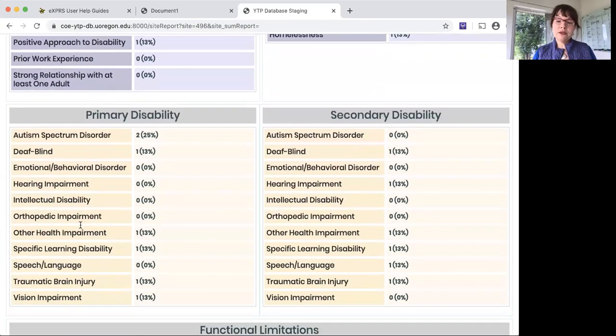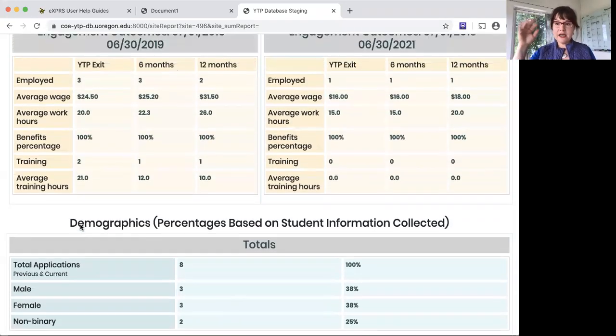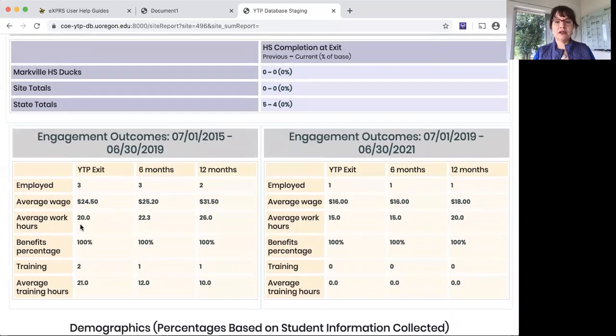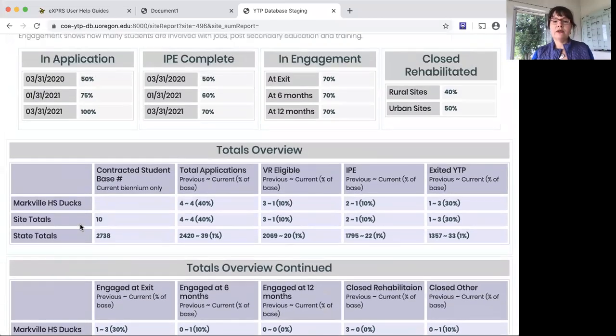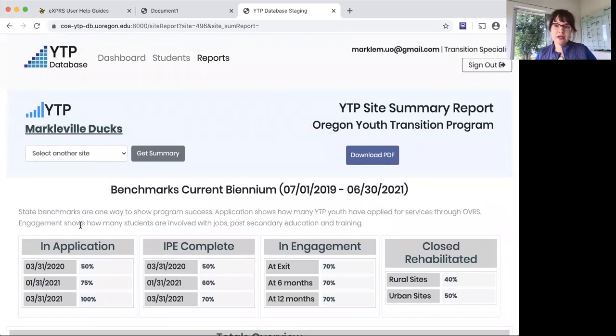So who would use this kind of report? This snapshot is a higher level view. It's a good summary to share with your district administrators, with your superintendent, with your school board if you're celebrating all the wonderful things that YTP does.